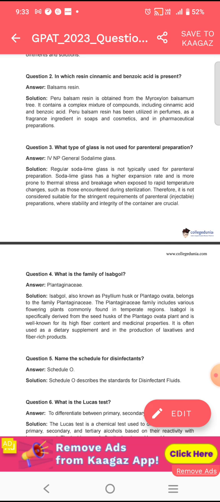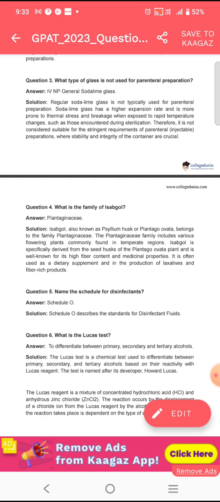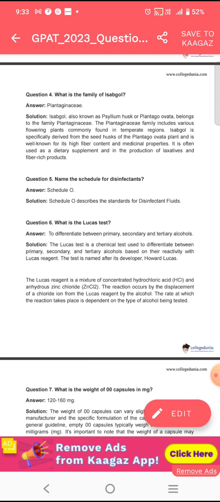What is the family of isabgol? That is Plantaginaceae. Okay, so you should remember about this. Name the schedule for disinfectants. That is Schedule O. Schedule O describes the standard for disinfectant fluids.